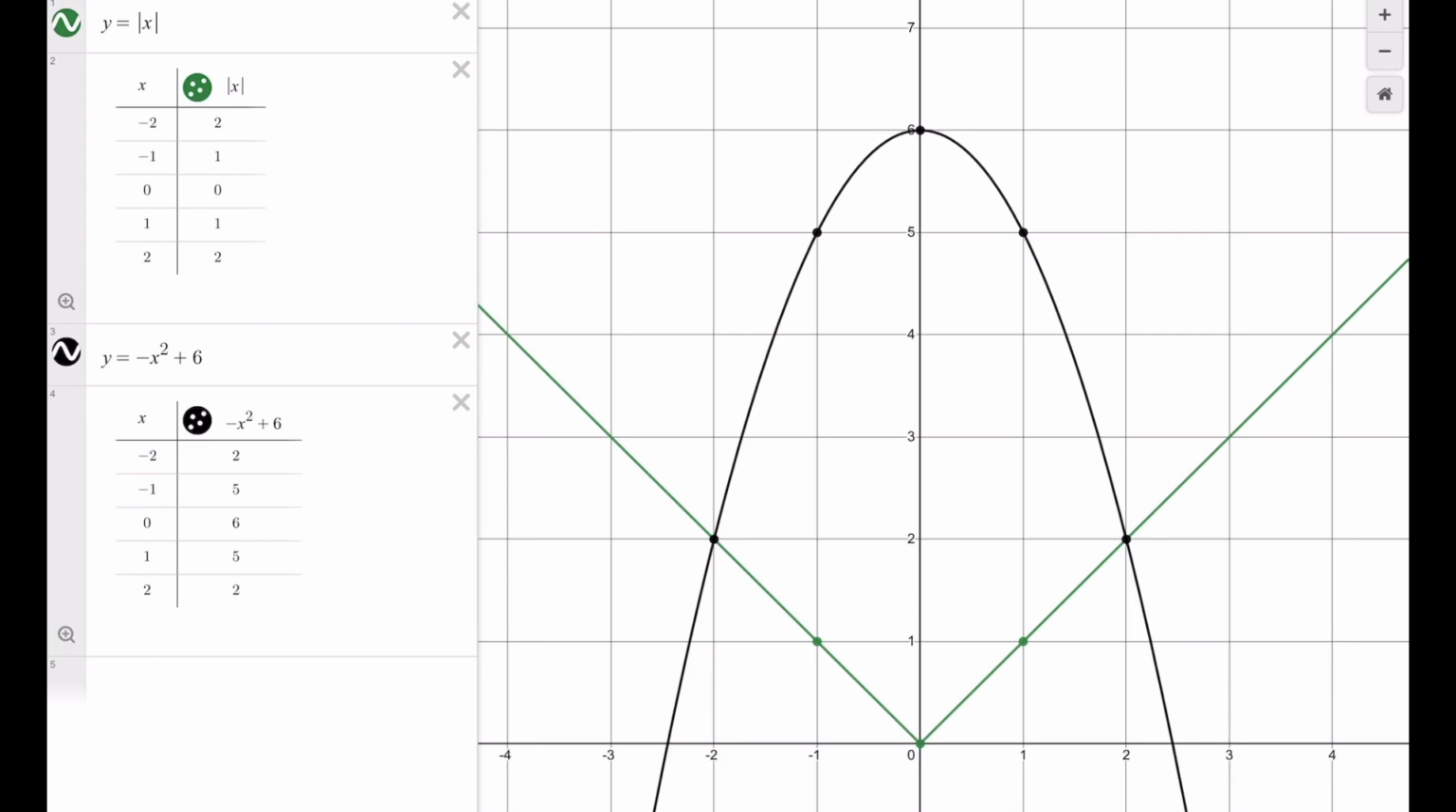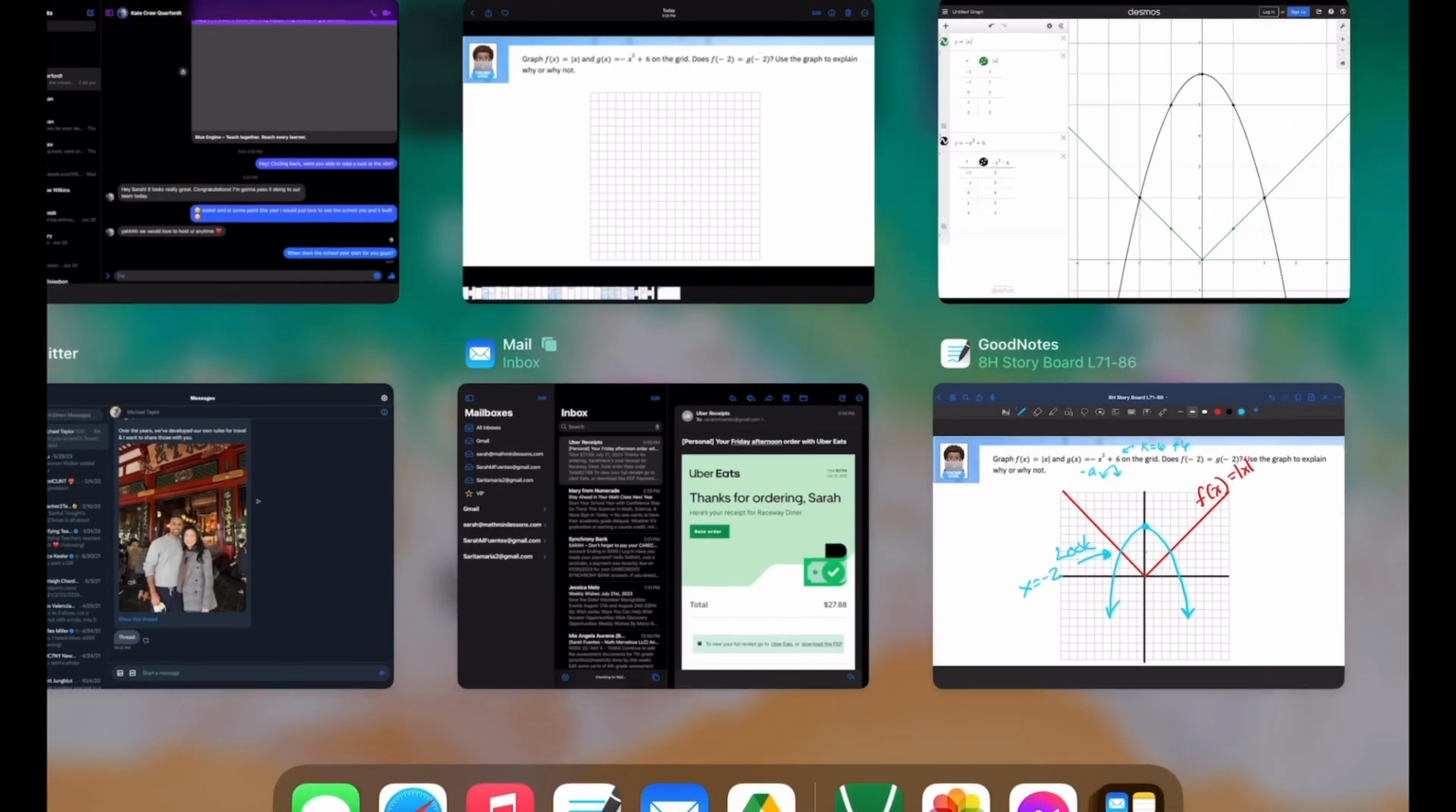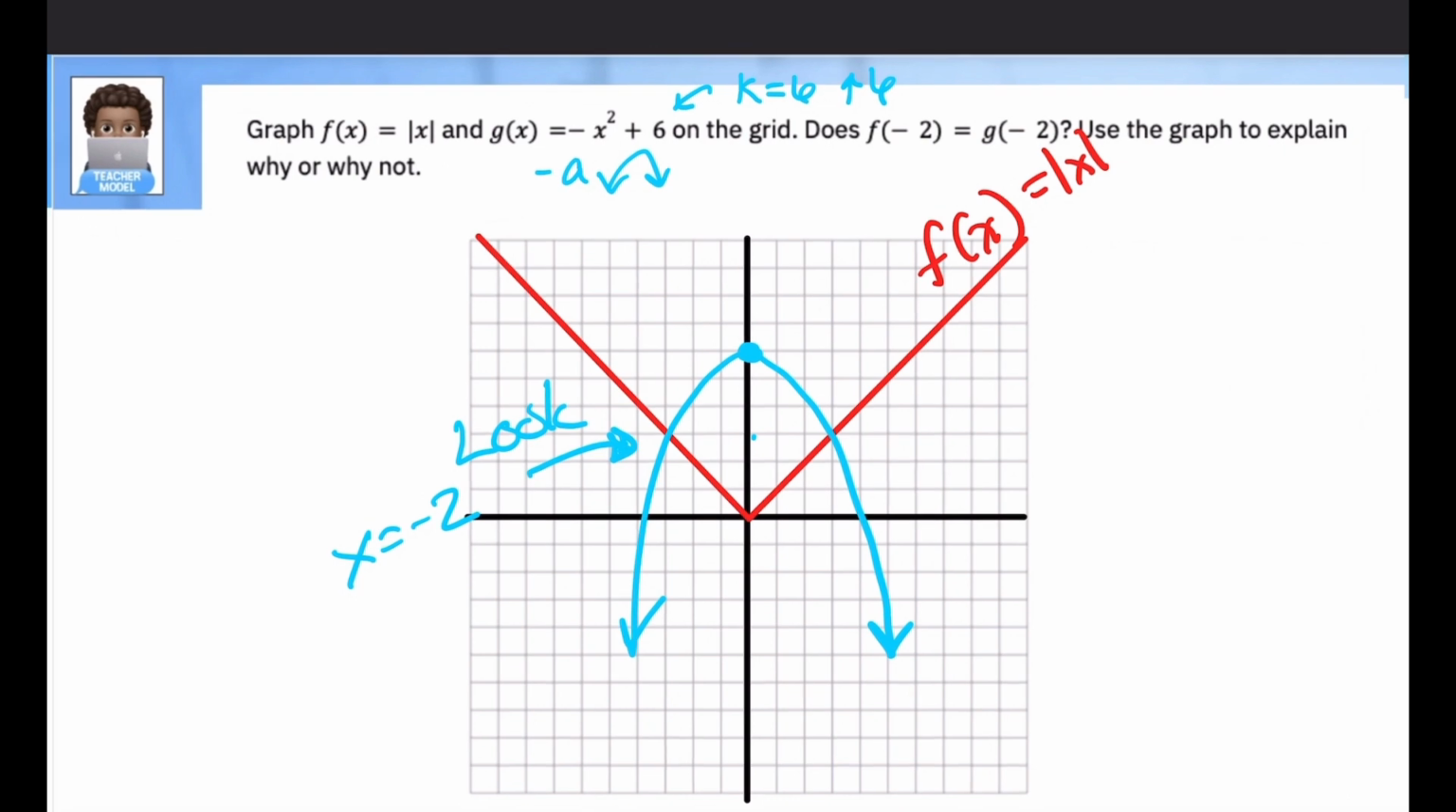So let's go back into our other graph and jot this into our notes. And it did happen at this point over here. So I do want to correct my parabola based on our new information.